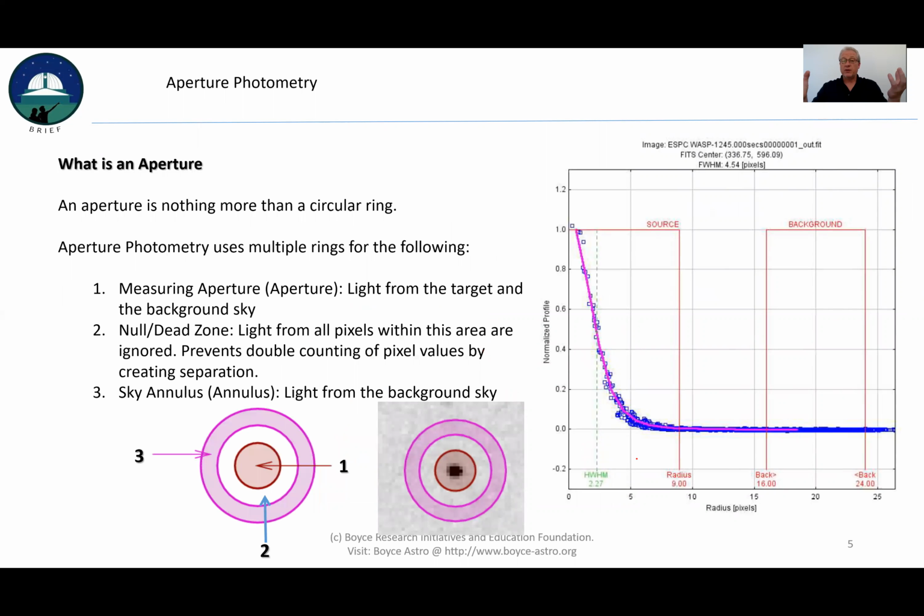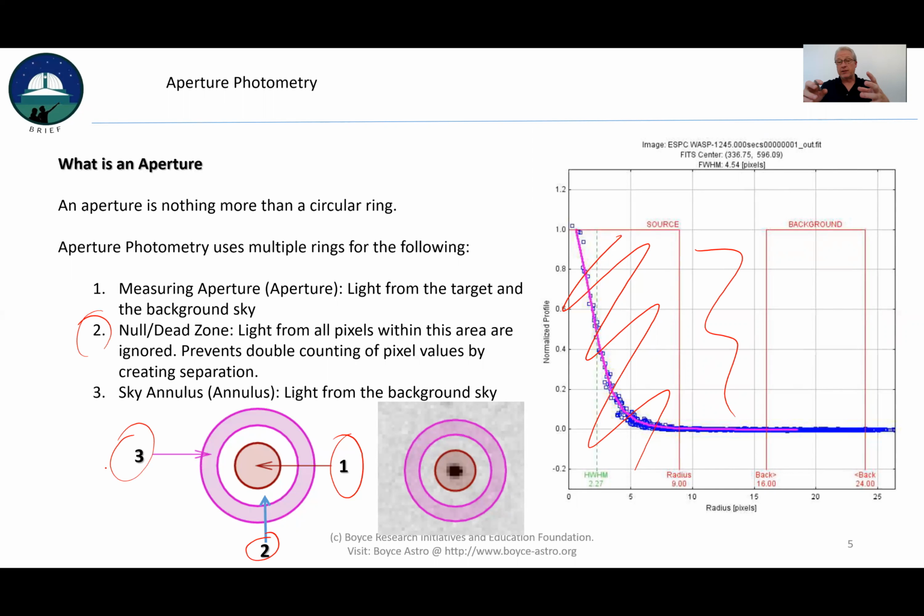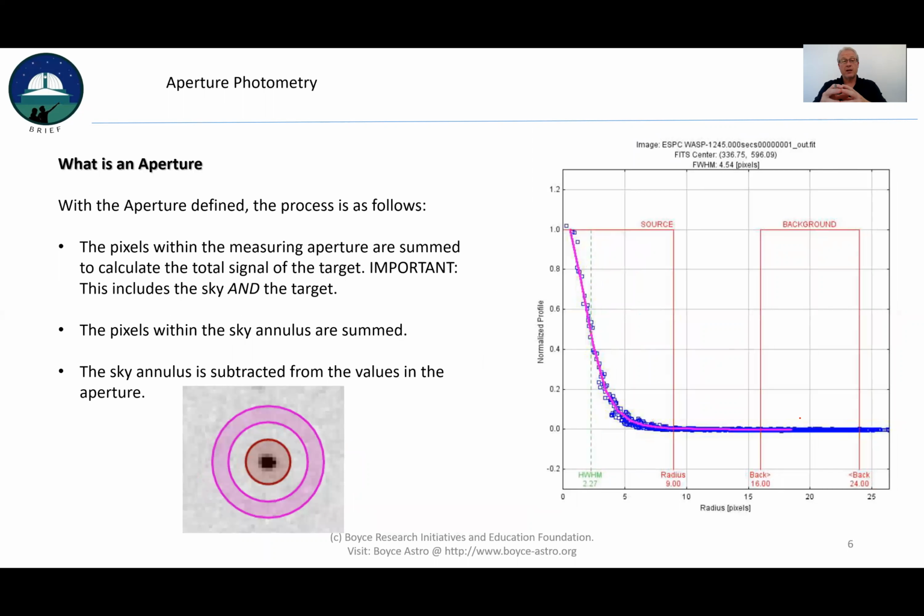So what is an aperture? It's really nothing more than a circular ring. And we have three of them, and we look at them in this way. The first one is the measuring aperture, and we call that just simply aperture. Light from the target and the background sky is included in it, and that's right here on this graph. Next, we have the null or the dead zone, and this is a region that separates the two areas that we're measuring, creates a buffer between them, and that's here. Finally, we have the sky annulus, or called the annulus, which is light from the background sky, and that's what we have here.